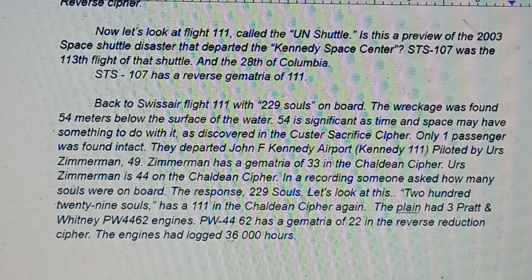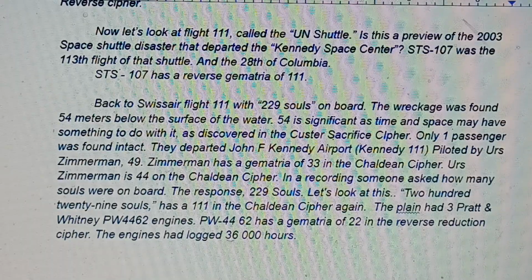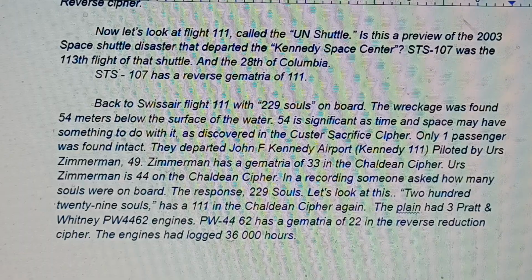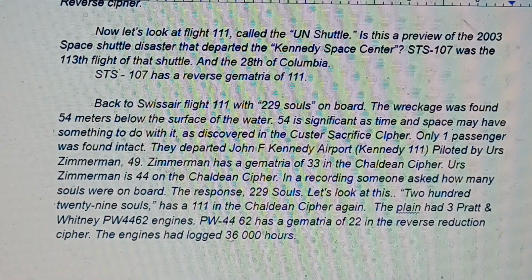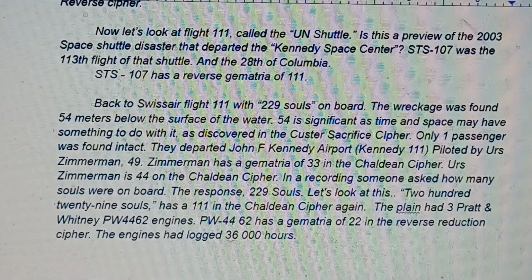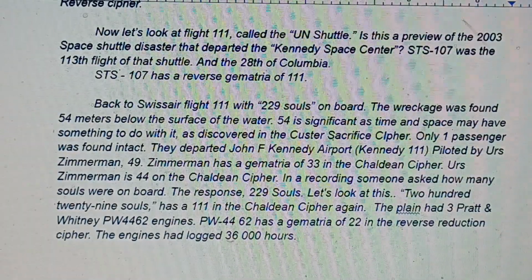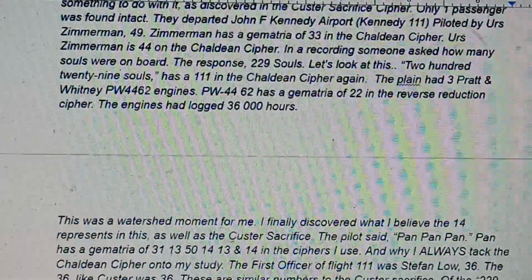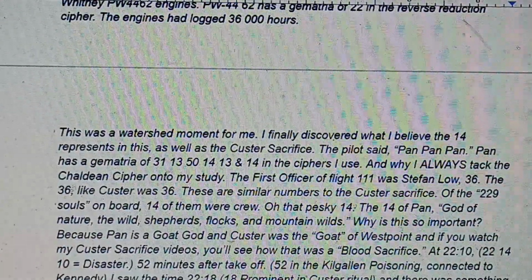The MD-11 plane had 3 Pratt and Whitney PW4462 engines. PW4462 has a gematria of 22. There it is in the reverse reduction cipher. The engines had logged 36,000 hours. You'll see this 36 combined with this 22 on lots of these different stories, folks. The same thing with the 33 and 44. They're all sprinkled in. So this has become a watershed moment for me, I think.